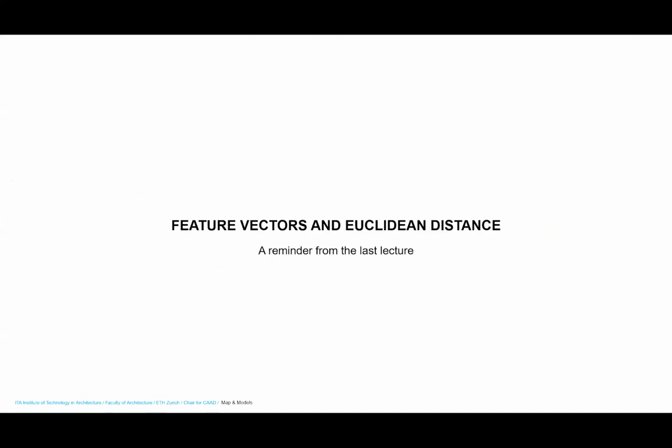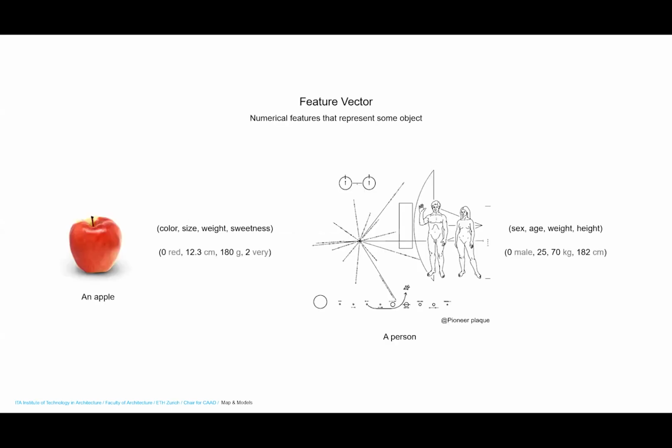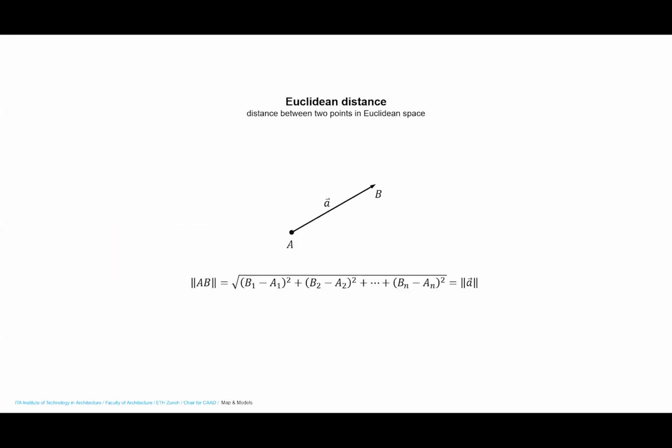And so I've taken 3 slides from the last lecture as a reminder, because these 3 are really important in the mechanism of the self-organizing map. So we have feature vectors. We represent some objects with numerical features. For example, we use different values to represent apples and persons respectively. And also we've introduced the Euclidean distance.